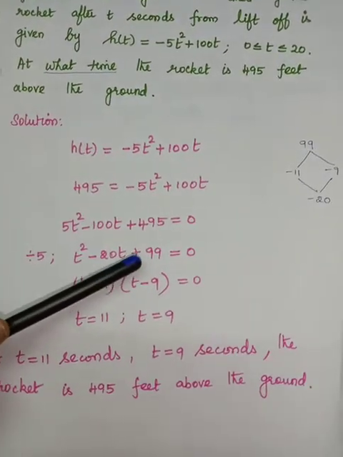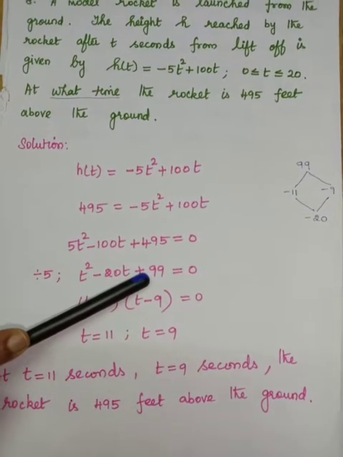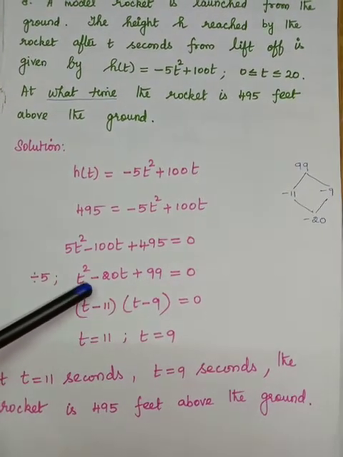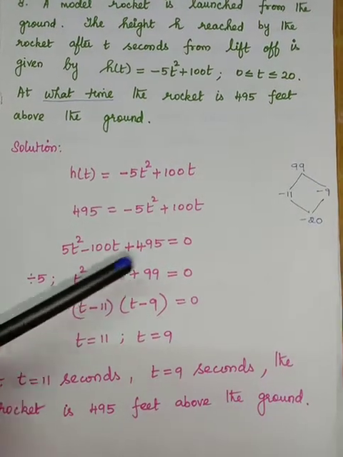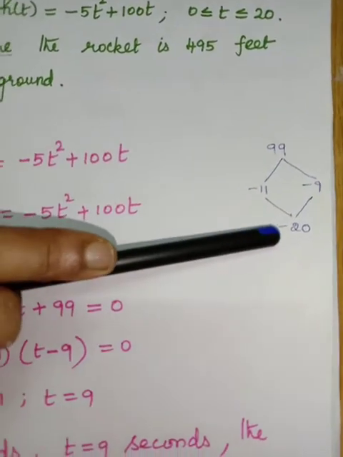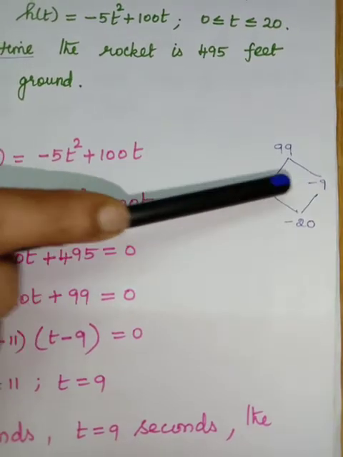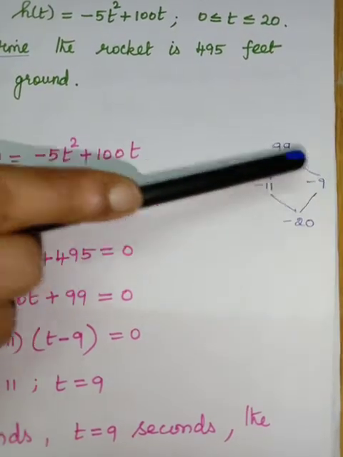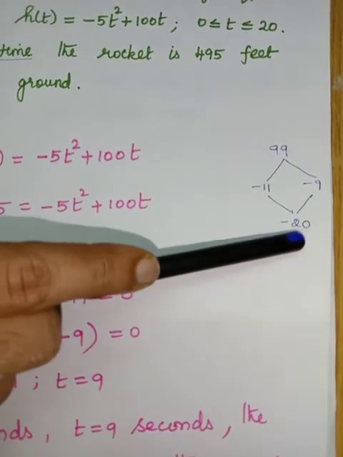If you multiply the two numbers, you have to get the product 99, and the sum of those two numbers is minus 20. So we can have minus 11 and minus 9. Minus 11 into minus 9 is plus 99. When you add these two, you get minus 20.